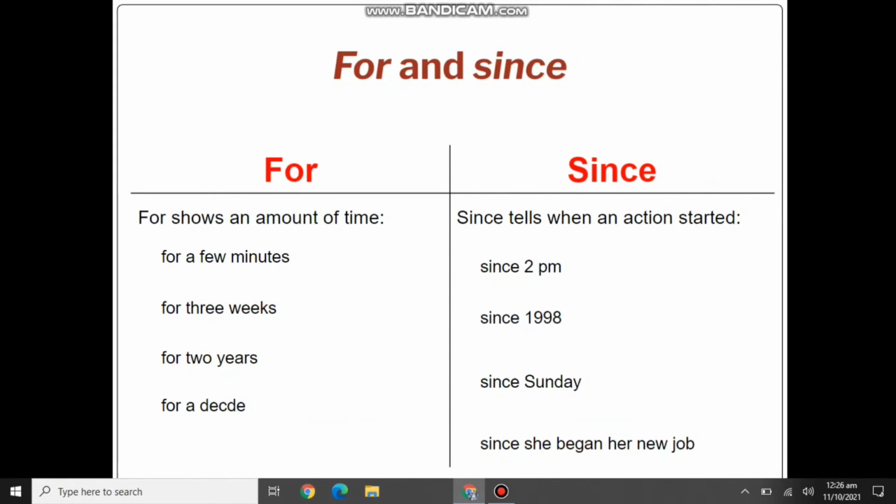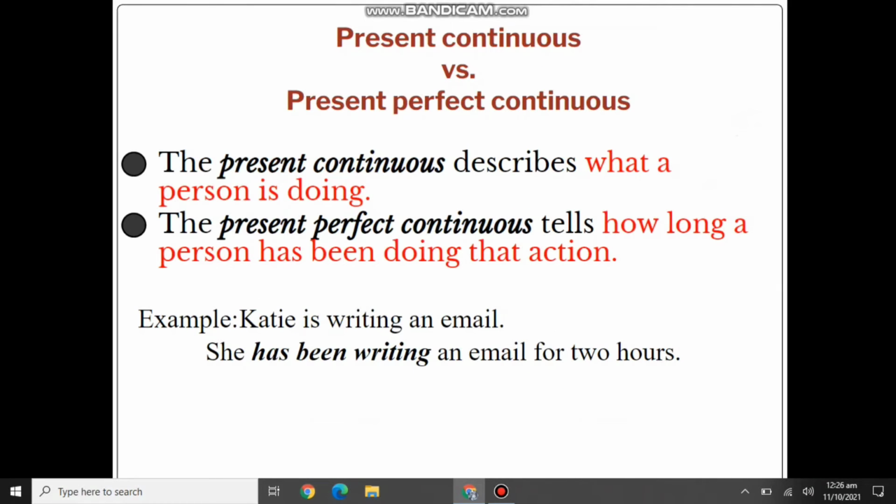Okay, so today we have discussed the present perfect continuous tense. Then there is a difference between present continuous and present perfect continuous. What is the difference between them? The present continuous describes what a person is doing. It is just telling what the person is doing, what action is going on. But the present perfect continuous tells how long a person has been doing that action.